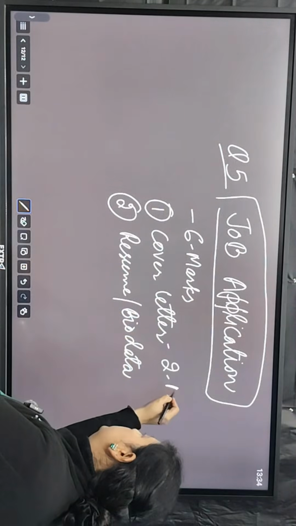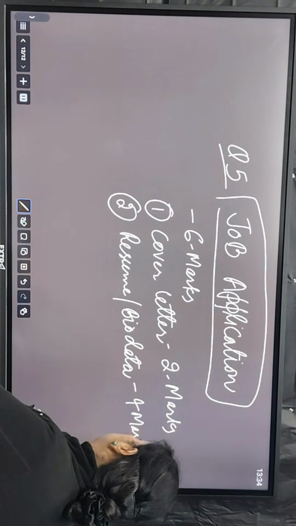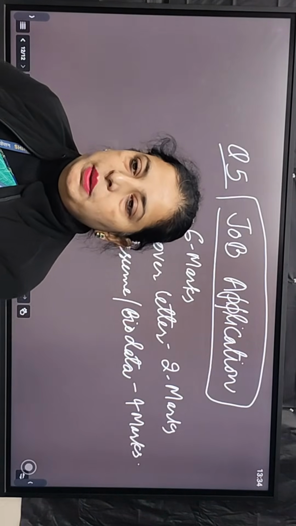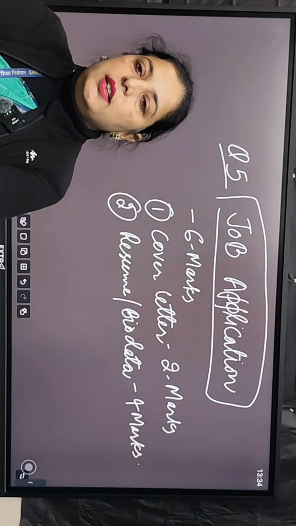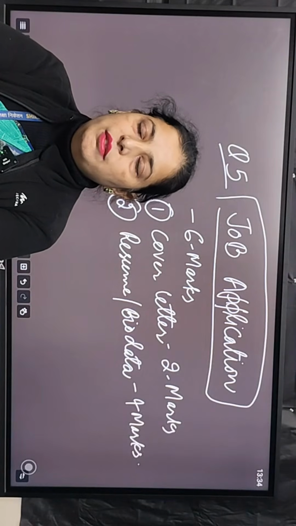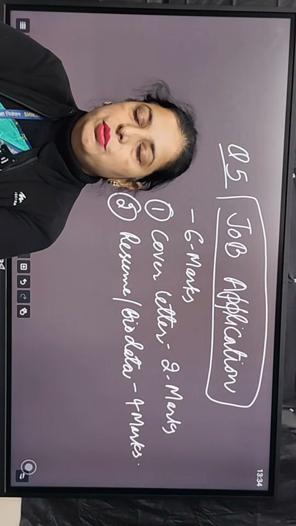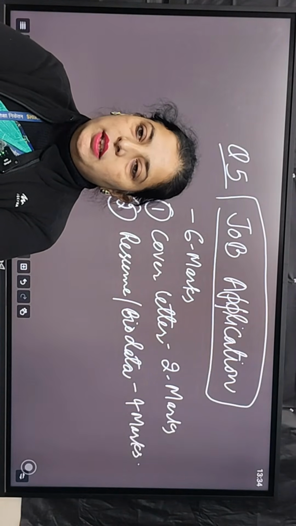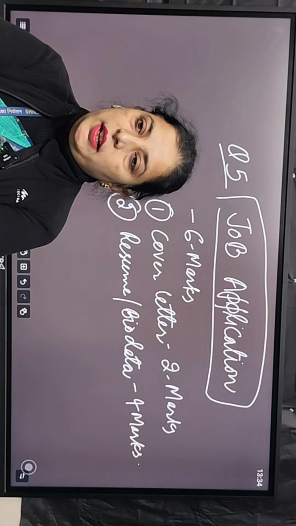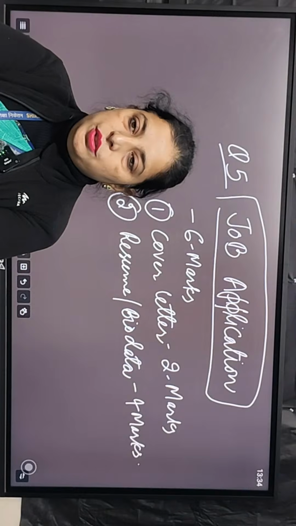Beta, this is of 2 marks only, and this is of 4 marks. We have found in your previous pre-board exams what mistake students made. They only write a letter with a very short addition of resume attached to that. But that is a wrong format, because you are getting 4 marks for writing resume and only 2 marks for writing cover letter. So kindly pay attention to this.